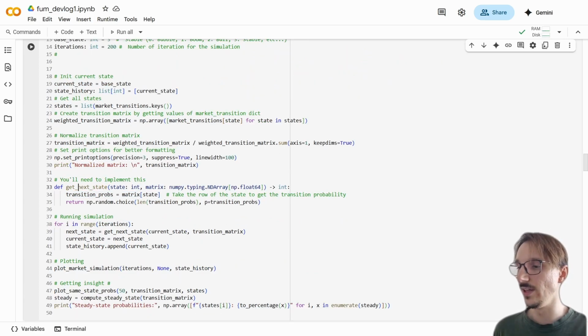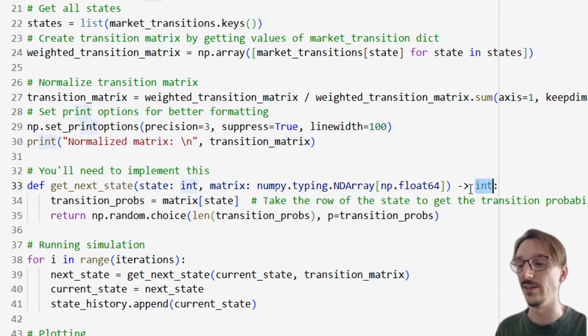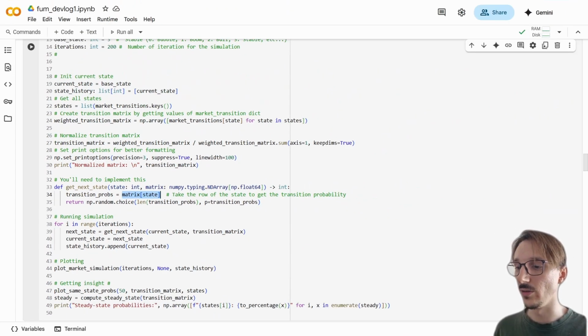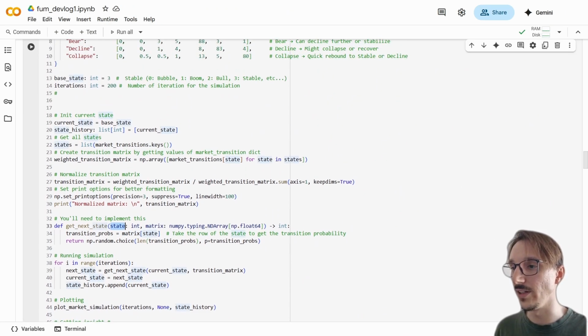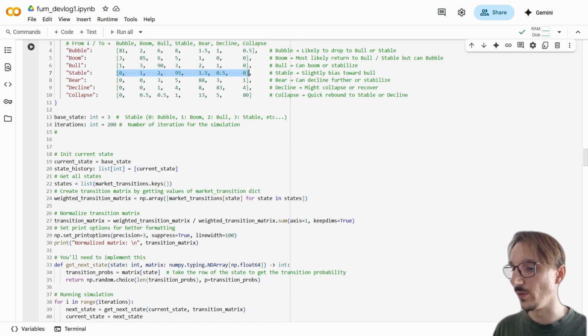Then we got the get next state function, which will tell us the next state of the iteration. So it has two parameters, the current state and the transition matrix, and it outputs the new state. And as you can see, the transition probability here will take the row of the current state. So for example, if the state here is stable, so 3, it will take this row here. And then with this row, it will give a number based on the probability.